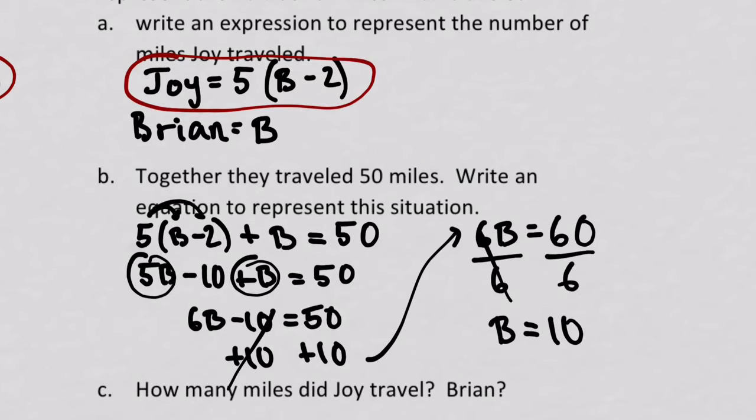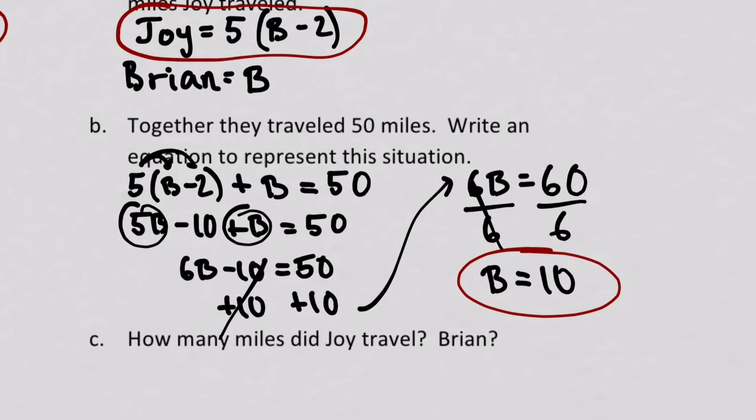Who is that? That is Brian. So Brian drove 10 miles. Okay. How many miles did Joy travel? Take that 10, plug it into 5 times b minus 2. So Joy is going to be 5 times 10 minus 2, which is 8. So 5 times 8, which is 40. And there is Joy's miles, 40 miles. Together they add up to 50, which is what the problem said, so that answer makes sense.